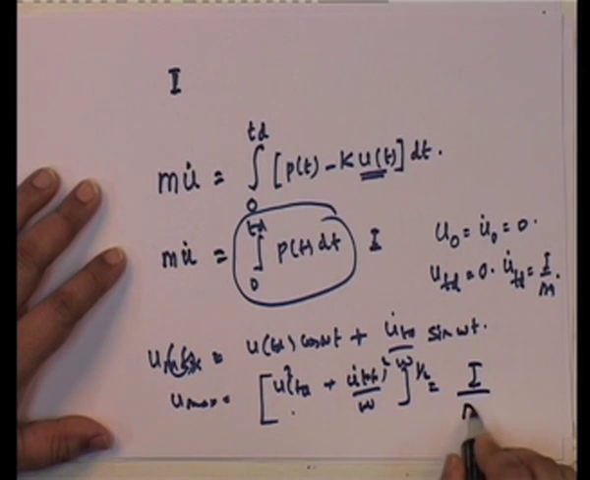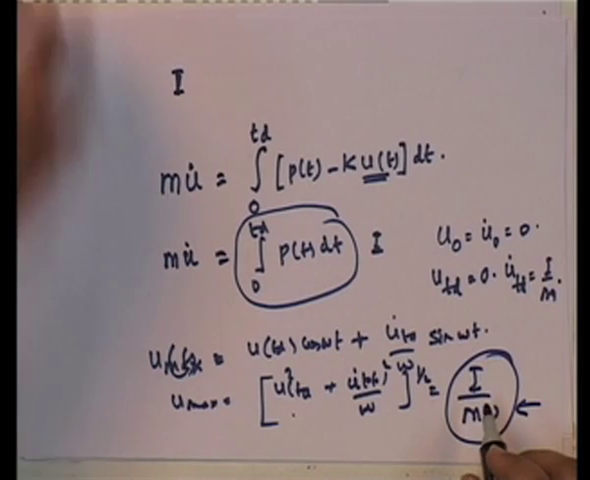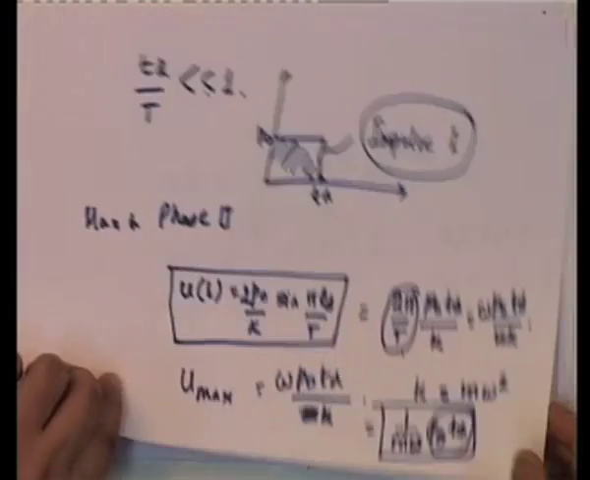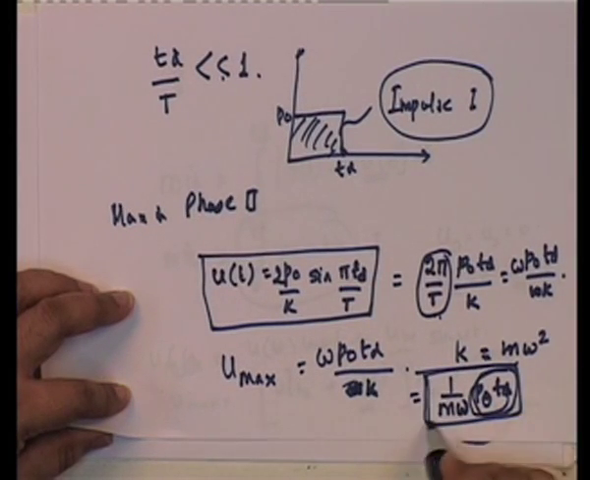So, what do I get? I upon m omega. The u max is I upon m omega. Let us look at this.